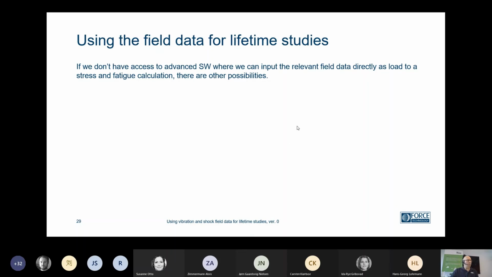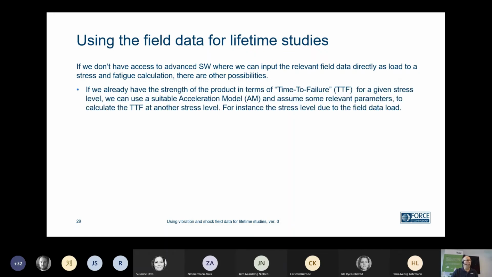So if we don't have access to all these advanced software, as I told in the start, where you could put it directly into simulation and calculate stress and fatigue, then we have other possibilities. If we know the strength of the product in terms of time to failure for a given stress level, we can use the acceleration model and assume some parameters, and then we can calculate the time to failure at other stress levels. And that could be the stress level due to the field data load, as we just showed some examples on.